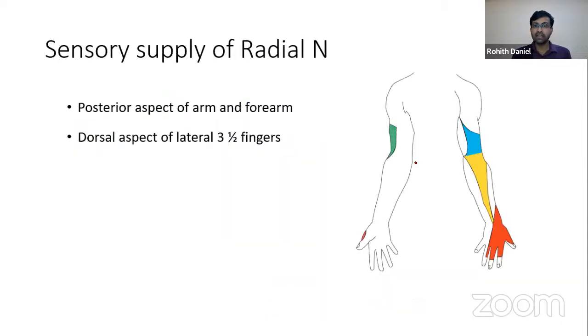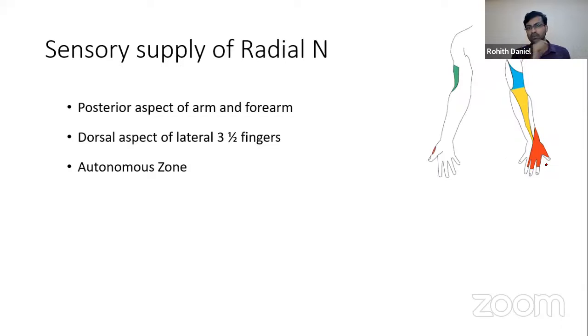Now, which are the sense areas supplied by the sensory supply of the radial nerve? If you look at the radial nerve, it supplies majority of the posterior aspect of the arm and the forearm, and also the lateral 3.5 fingers in the dorsum, isn't it? We all know this. But it is very difficult to elicit sensation in all these extensive areas, isn't it? So in order to analyze the radial nerve injury, you don't have to elicit sensations in all these areas. You just need to elicit on one area, which is the autonomous zone.